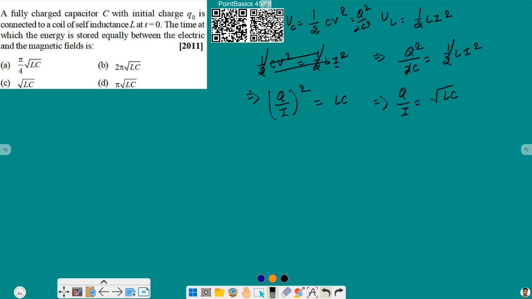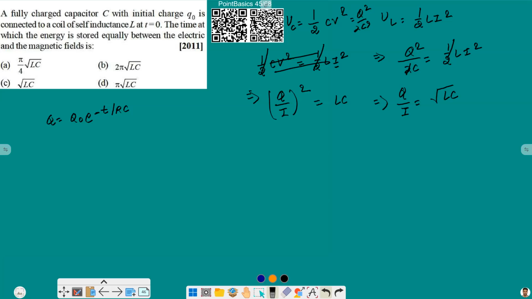Now we know that initially the capacitor is charged and it is discharging. So the discharging equation for the capacitor will be Q is equal to Q node e raised to power minus t by RC, where RC is the time constant. And the capacitor needs to be discharged to its half value, because only then is there a possibility that their energy will be equal to each other.